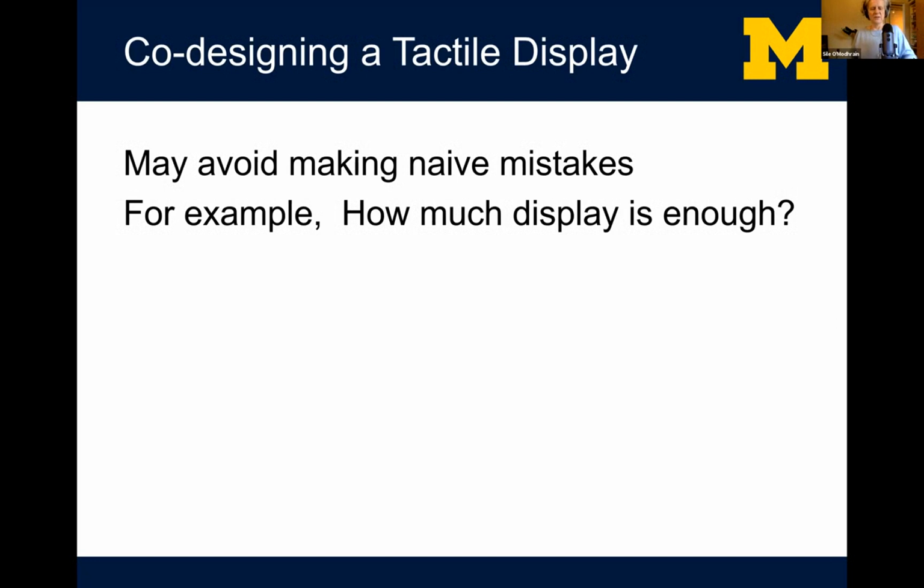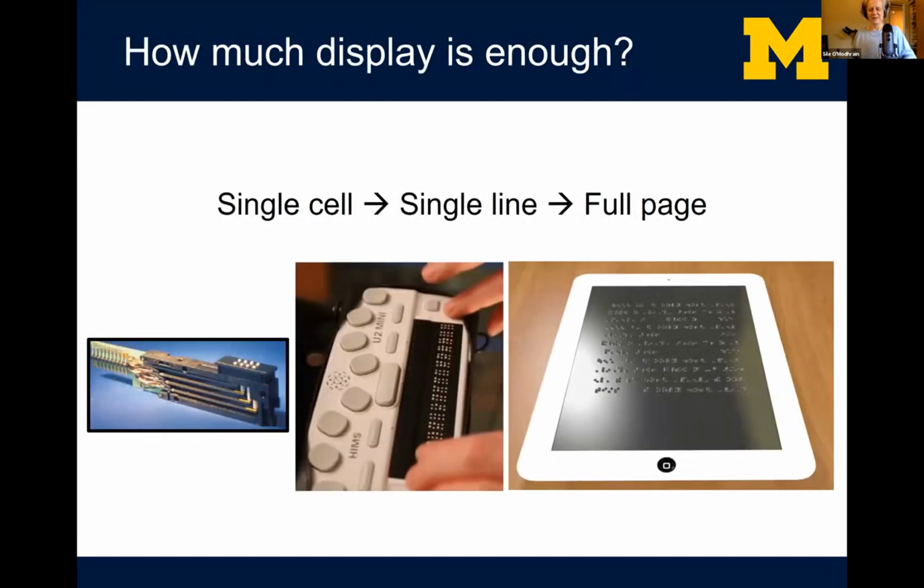So we decided we needed to become Mythbusters in this case, and we ran a study to look at the question of how much display is enough. We could have single cell displays, which would mean that there was literally only one cell under one finger, or perhaps each forefinger. We could have a single line display, which is what we have now, or we could have a full page display.